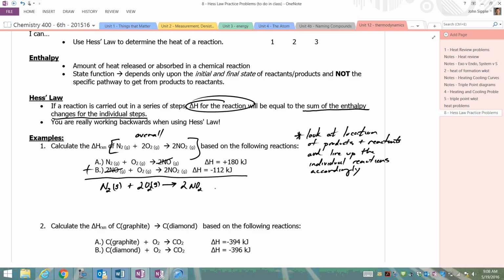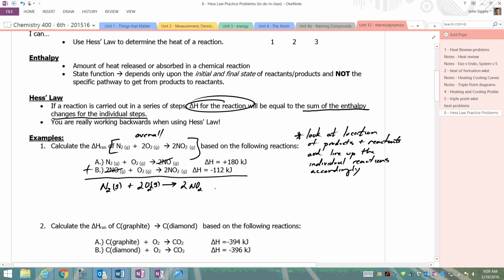And what you're hoping for is that it matches our overall reaction. And it does, so that's nice. So we're good. Then all we do is add our delta H's together. So 180 plus a negative 112. That's going to be, what's that, 68?